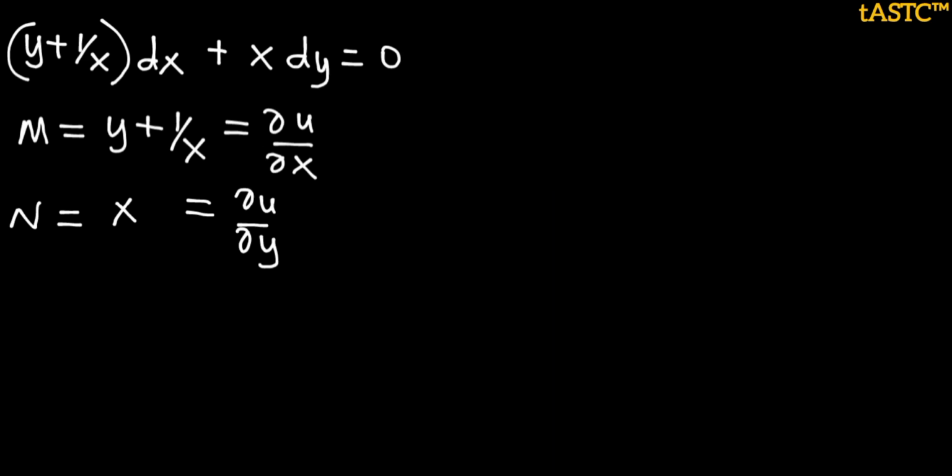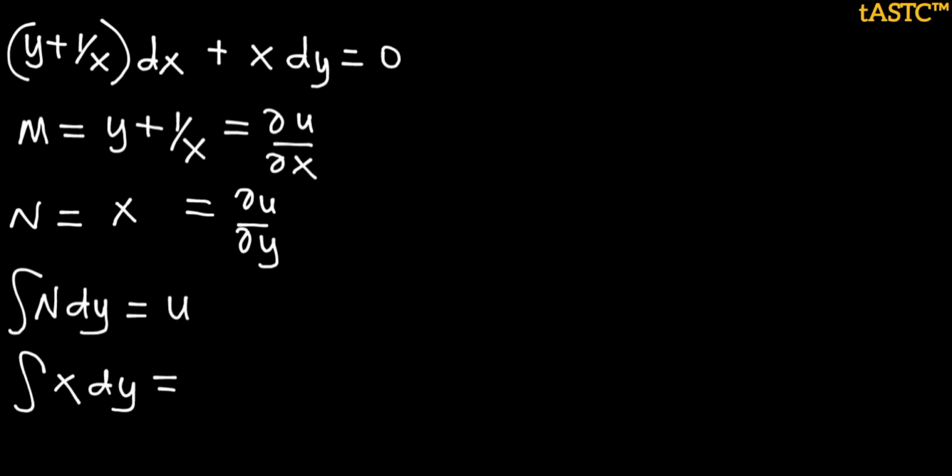Now as usual, we need to find the integral of N dy, and that is going to take us back to the u. So this is going to be the integral of x dy. This is going to take us to x, and obviously we're going to have these cancel out. So this will be equal to x multiplied by y, that is xy. Now this will be xy plus t of x.